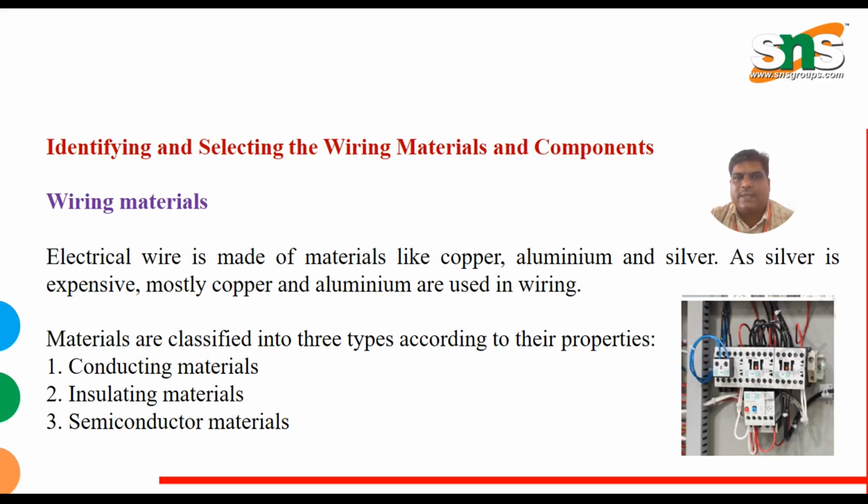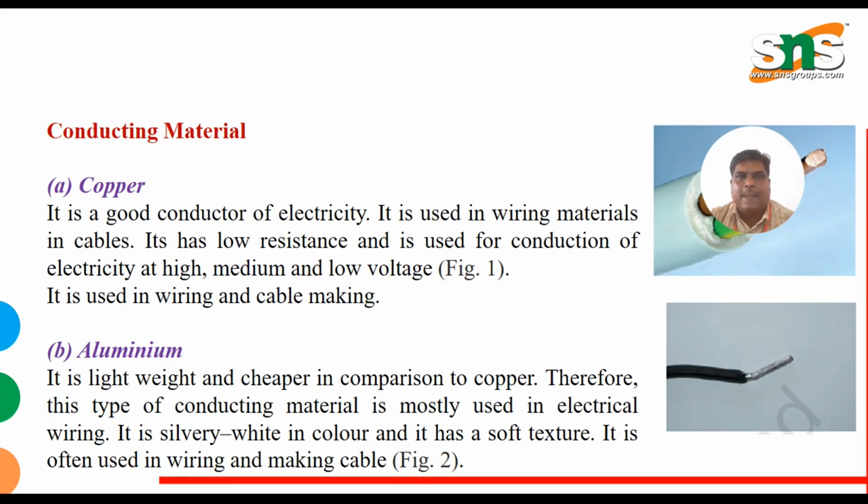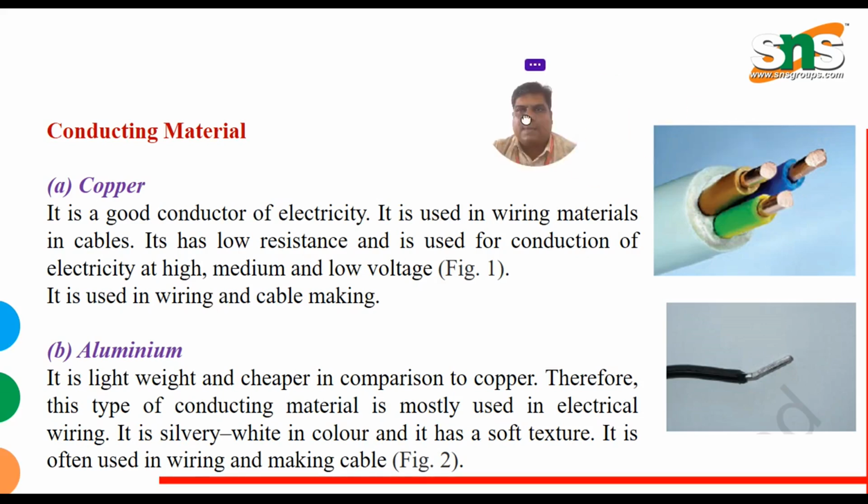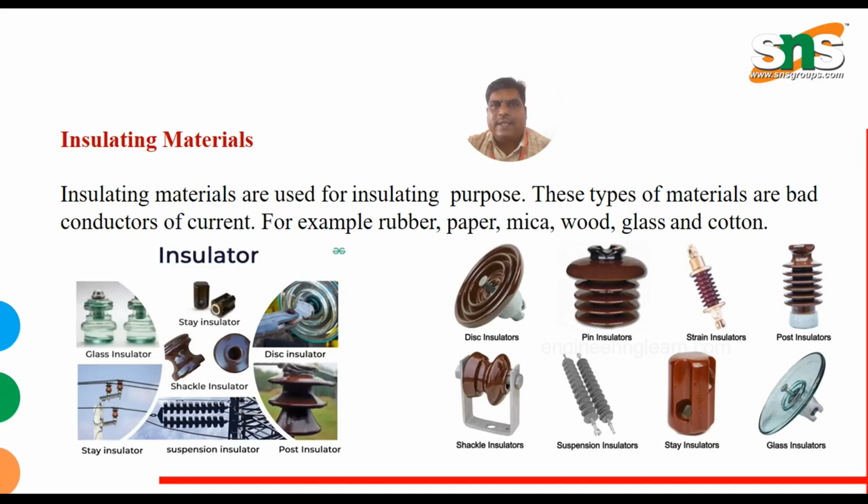Materials are classified into three types according to their properties. One is the conducting material, second is the insulating material, third is the semiconductor material. Conducting material, as you know, copper is the best material for conducting electricity in a good way, and the next one is aluminum, which is much cheaper compared to copper. The third one is the insulating material.